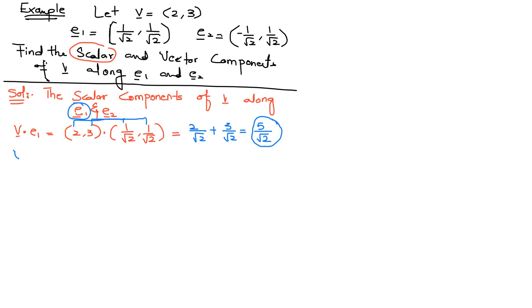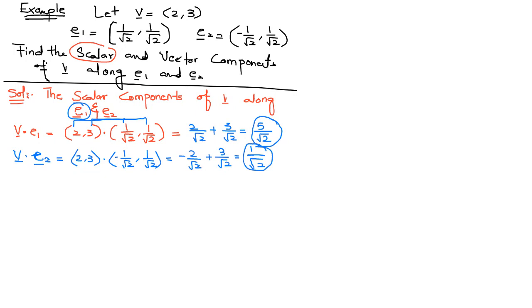For E2, similarly, you can find V dot E2, which is equal to what? V is (2, 3), and E2 is (minus 1 divided by square root of 2, 1 divided by square root of 2), which is equal to minus 2 divided by square root of 2 plus 3 divided by square root of 2, which is equal to 1 divided by square root of 2. This is the scalar component for E2.